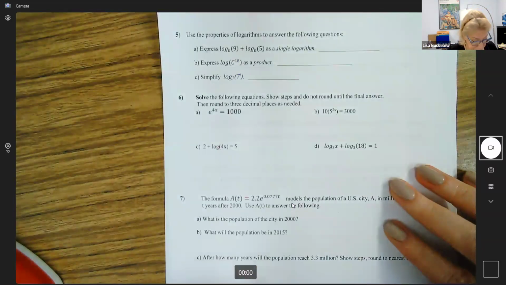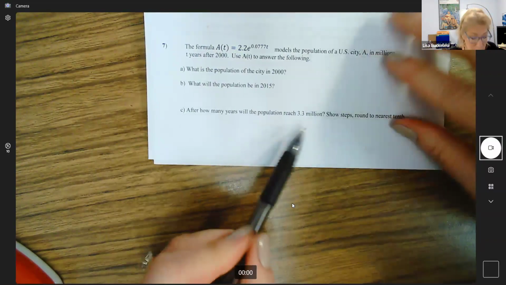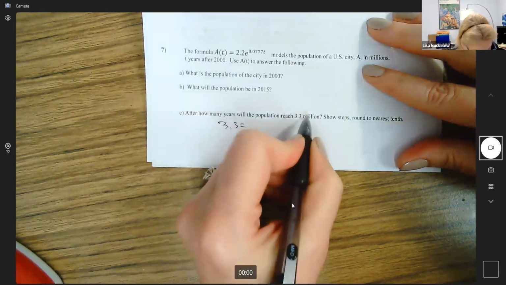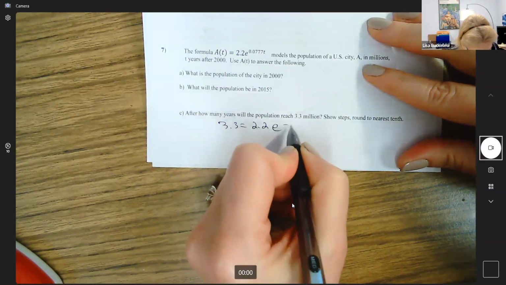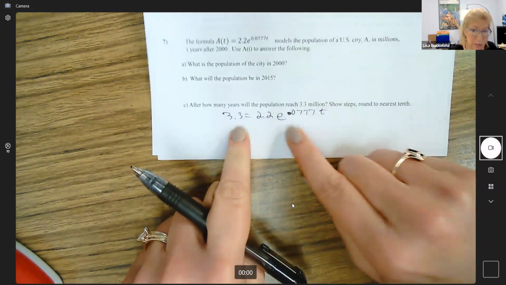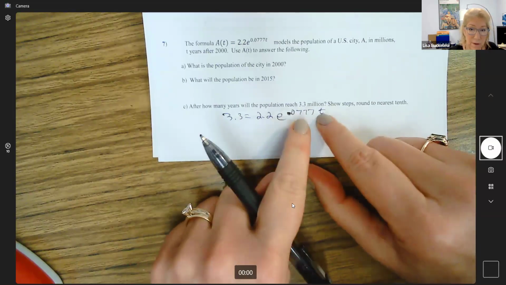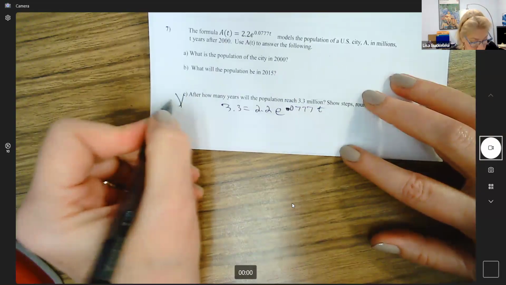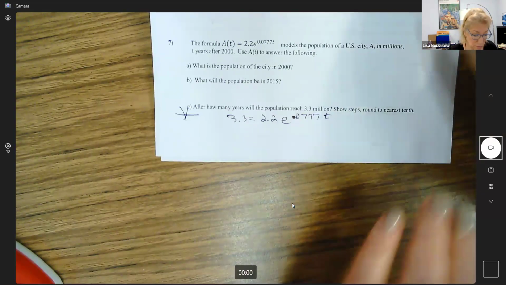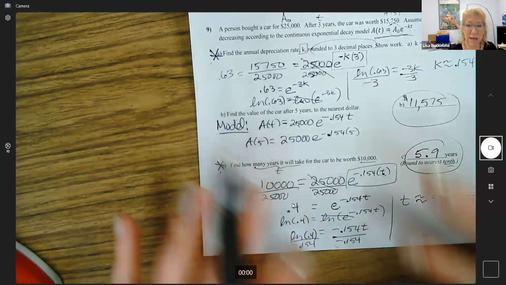If you look at some of the other ones, we have done this one in class, but this is another one. After how many years will the population reach 3.3 million? So you set it equal to the 3.3. That's a decimal point times t. So this is another one where we're going to have to divide, then we'll take a natural logarithm and cancel the e over here, then we'll divide that decimal again. So this is another one that has the same procedure as those other two word problems. All three of these that are starred, number 7c, number 9a, and number 9c, all of those have the same exact steps for getting things solved.